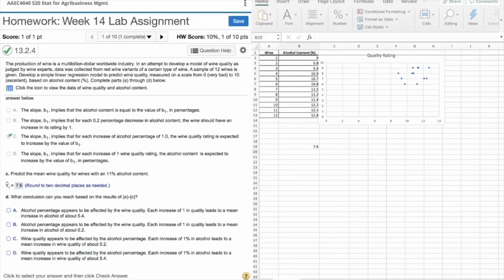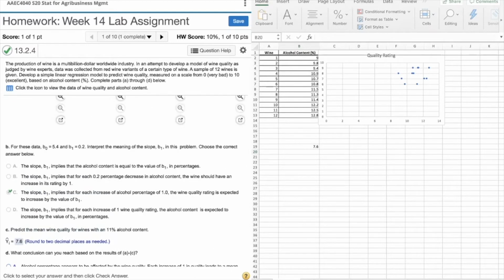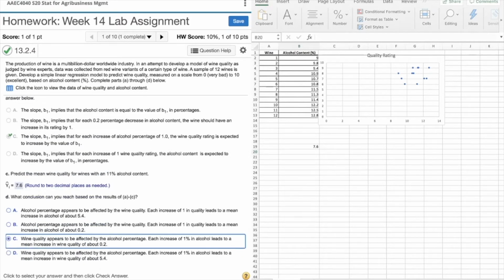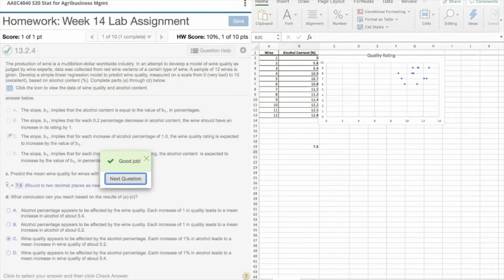In part D, what conclusion can we get? First, the alcohol percentage is the X value and wine quality is the Y value. So X can affect Y, not be affected by Y. So A and B are false. We compare C and D here. Each increase of 1% in alcohol leads to a mean increase in wine quality of about the value of B1, so it is equal to 0.2. C is correct.